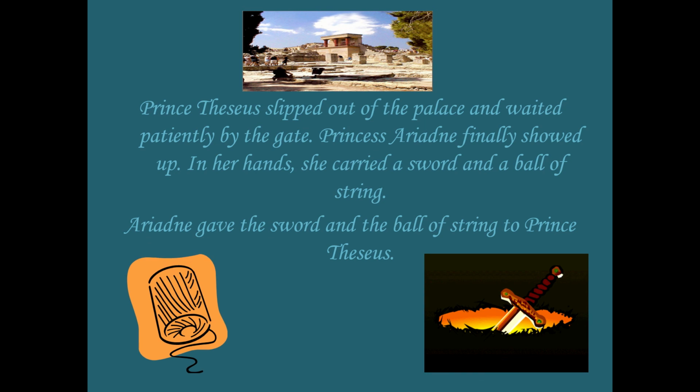After receiving the letter, Prince Theseus slipped out of the palace and waited patiently by the gate for Princess Ariadne. Princess Ariadne did show up, and in her hands she carried a sword and a ball of string. Ariadne gave the sword and the ball of string to Prince Theseus.